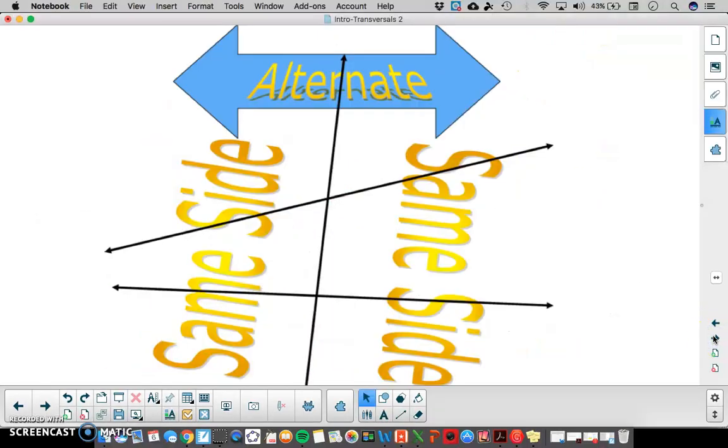We can also consider where those angles are in reference to the transversal, whether or not the two angles are on the same side of the transversal or whether they're on different sides of the transversal. If they're on the same side, they will be called same side. If they're on different sides of the transversal, they'll be called alternate. This would be in reference to the transversal.